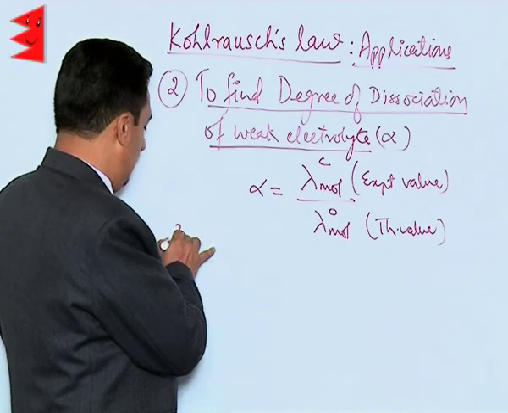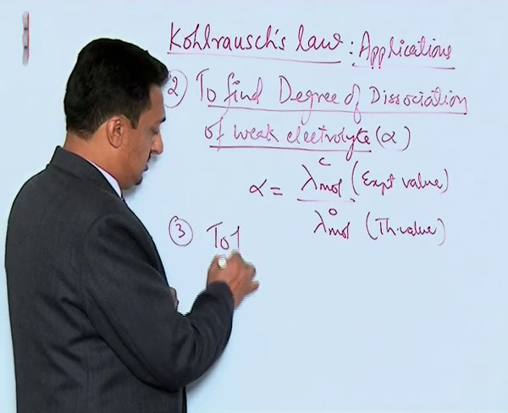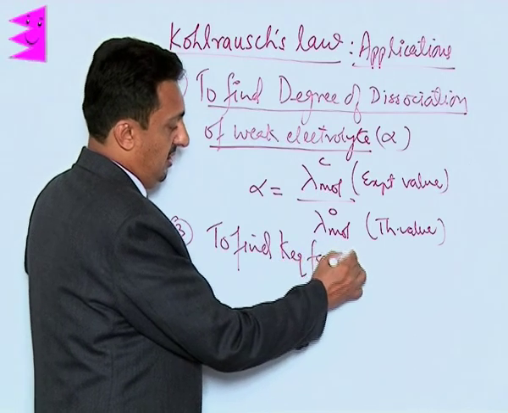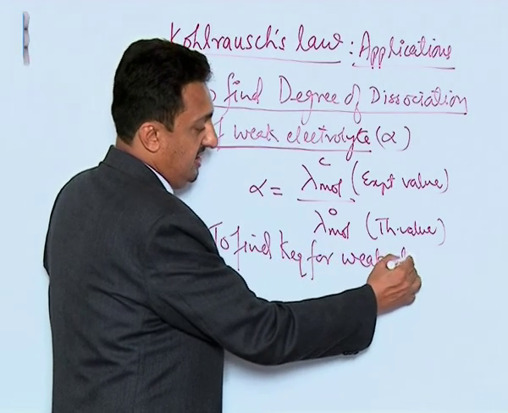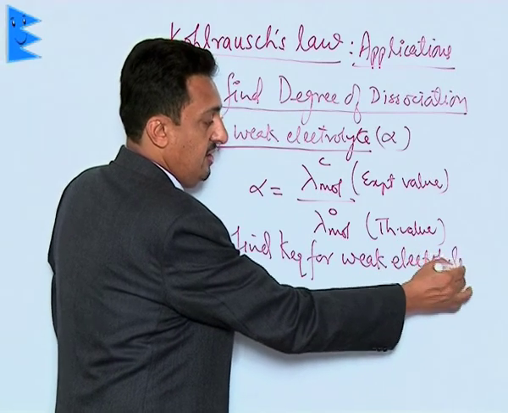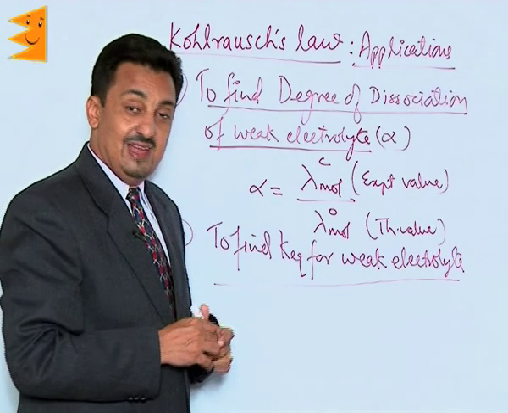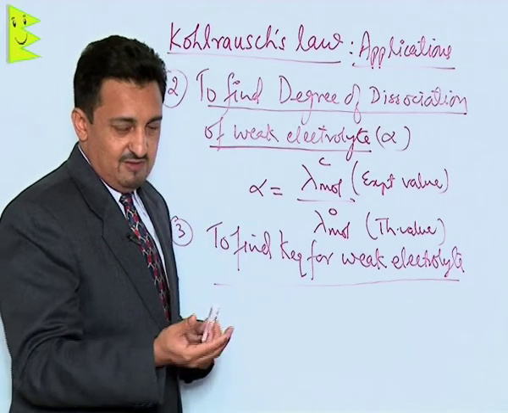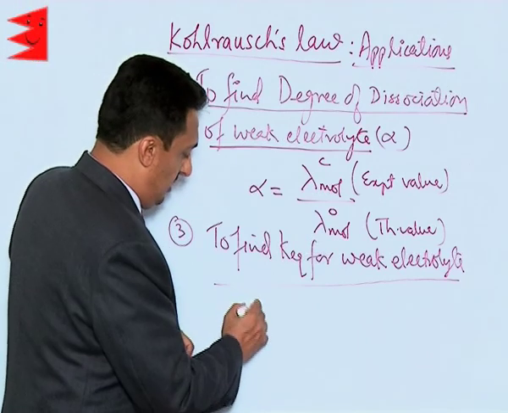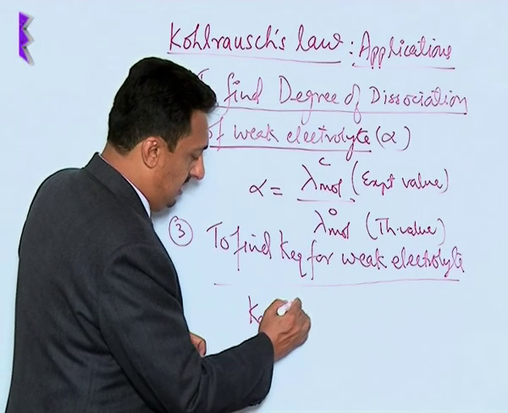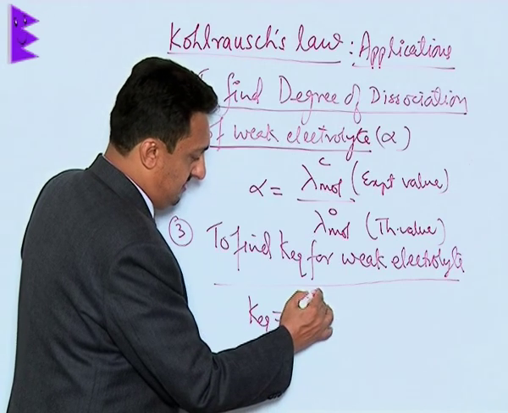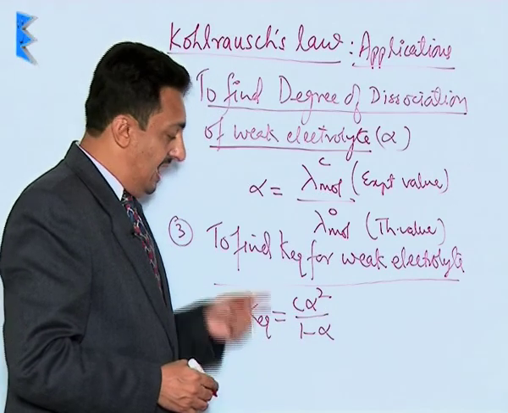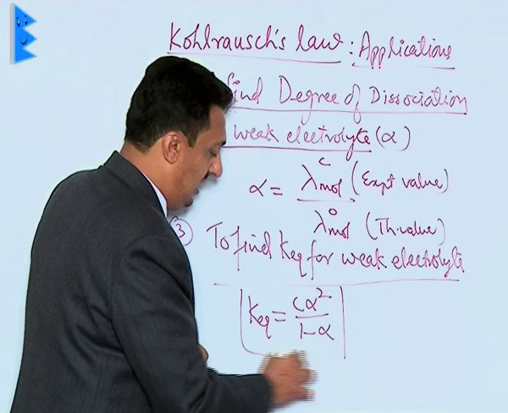Then the third application is to find the equilibrium constant for a weak electrolyte. We know the dissociation of weak electrolytes will have an equilibrium, and therefore they will have an equilibrium constant also. Now from the 11th class we know this equilibrium constant will be C alpha square upon 1 minus alpha. This will be the value, and remember, we will use this formula always.